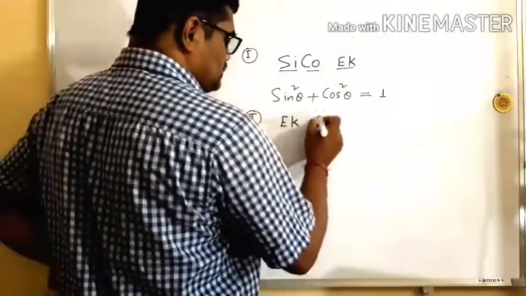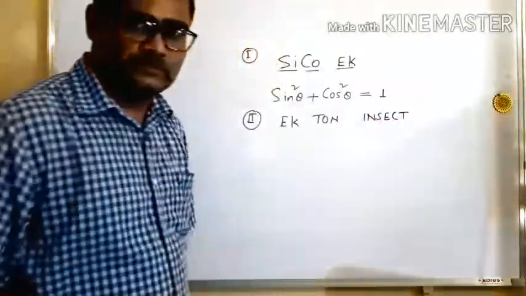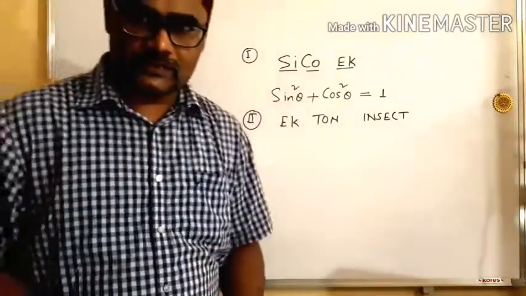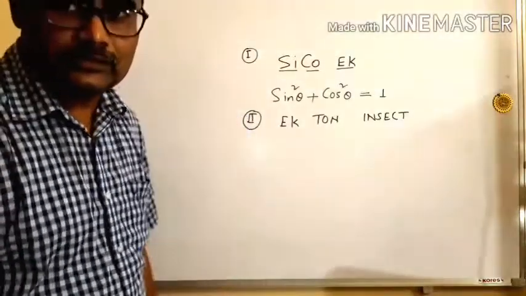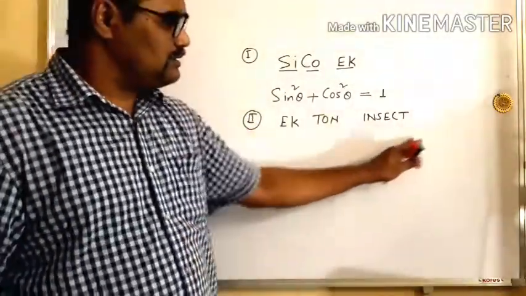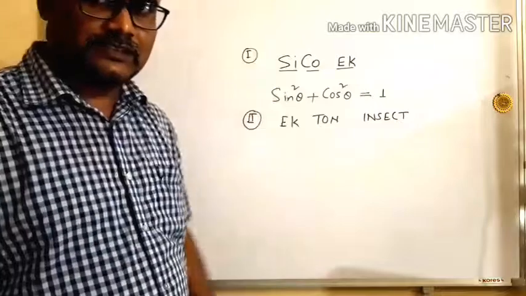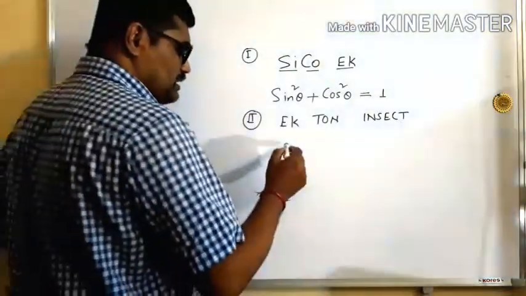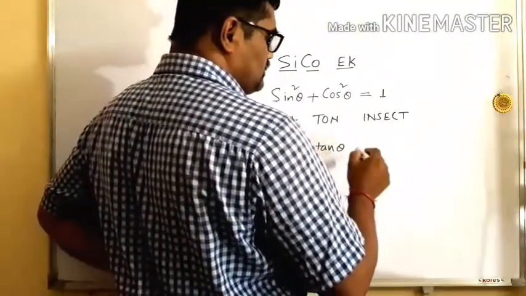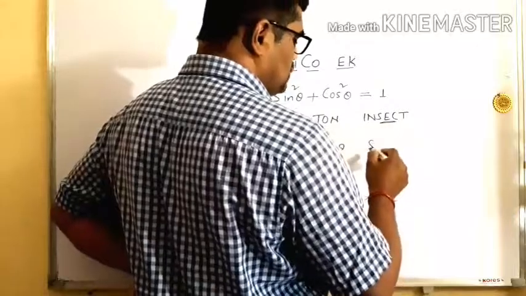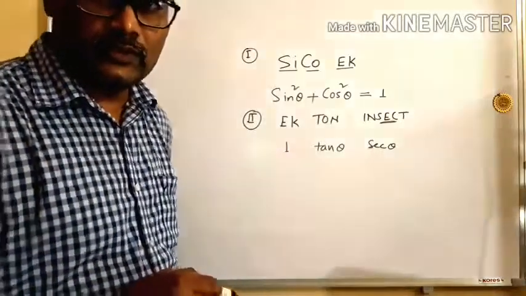Ek ton insect! You are getting 1 ton of insects for eating. Now the memory works, and this is an exaggerated statement, so your brain will definitely catch it and you will never forget it. Ek will remind you about 1, ton will remind you about tan, and insect will remind you about sec, and then you have to apply what I told you previously.